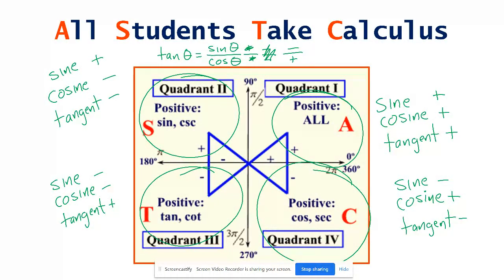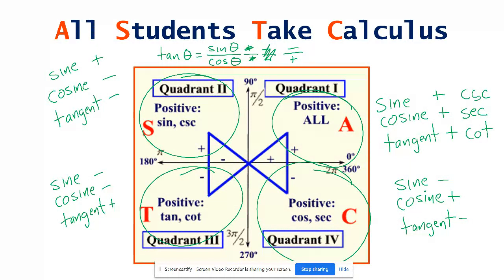The secant, cosecant, and cotangent just follow the ones they go with. So if the sine is positive, and I think I mentioned this when we were talking about quadrant one, the cosecant is also positive. If the cosine is positive, the secant is also positive. If tangent is positive, the cotangent is also positive. And that follows all the way around. Cosecant, secant, and cotangent just follow their reciprocal functions.